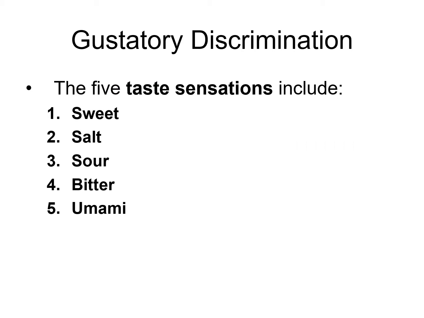The 5 taste sensations are sweet, salt, sour, bitter, and umami. Umami is that savory taste. So when you say something like a pretty savory taste, like the taste of cheese, for example, it's tangy. The beef taste, that's what umami is.